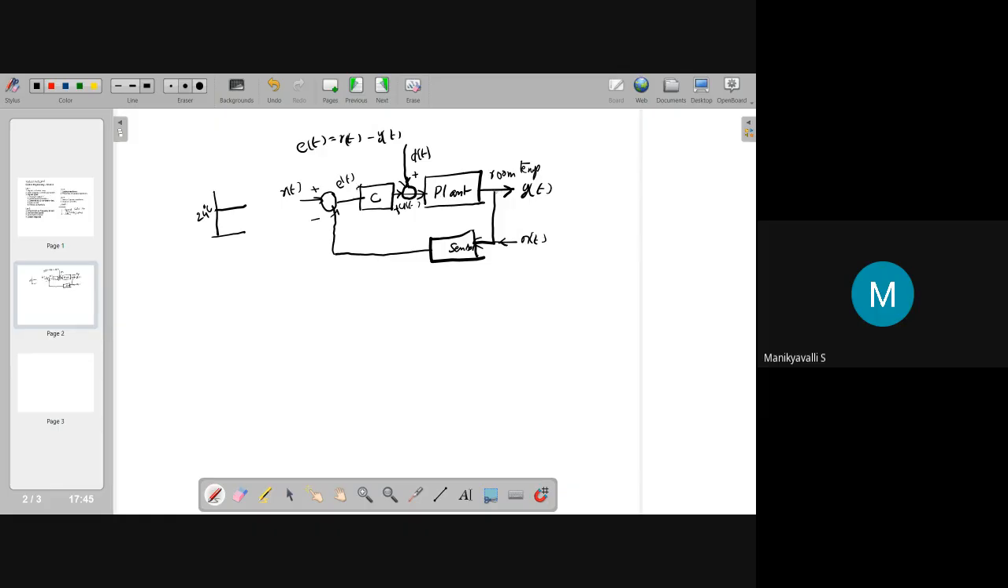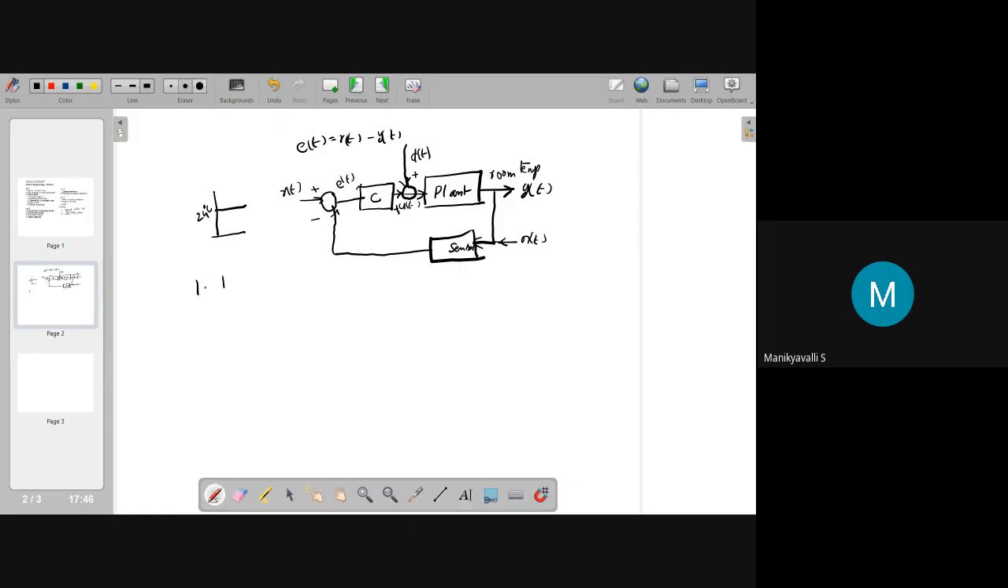Then if the room is chillier than the desired temperature, you will get a positive error signal. That means the controller will generate u(t) in such a way that it will decrease the compressor speed. So based on this example, what are the goals of a control system?